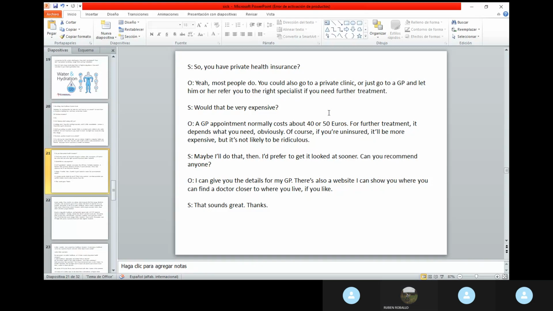Maybe I'll do that. Then I'd prefer to get it looked at somewhere nearby. Can you recommend anyone? I can give you the details of my GP. There's also a website I can show you where you can find a doctor closer to where you live, if you like. That sounds great. Thanks.